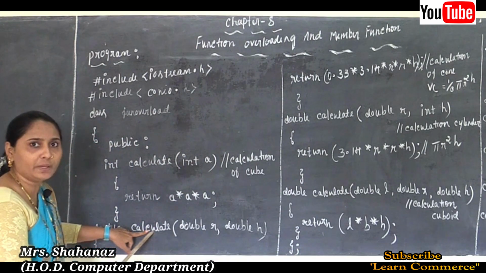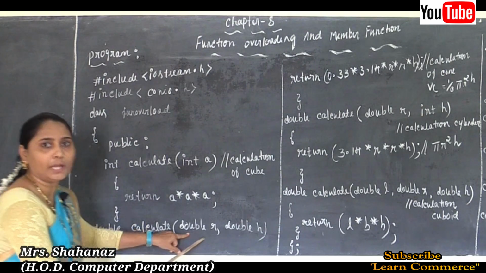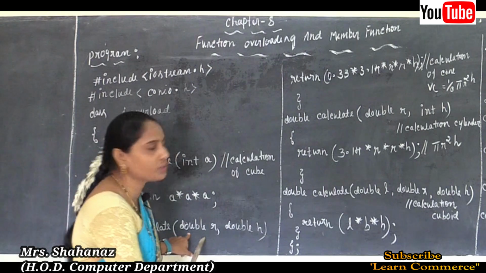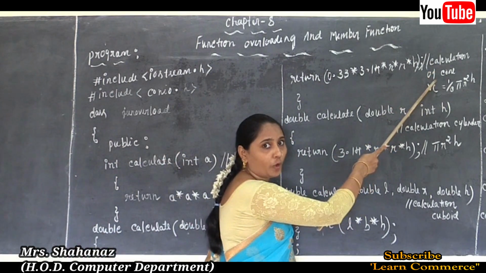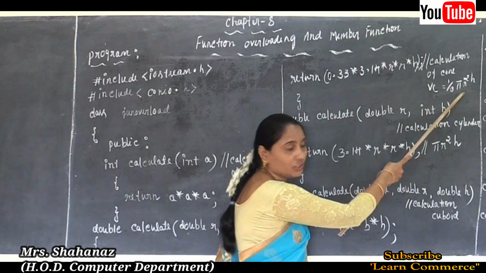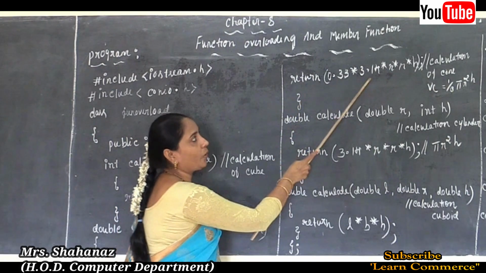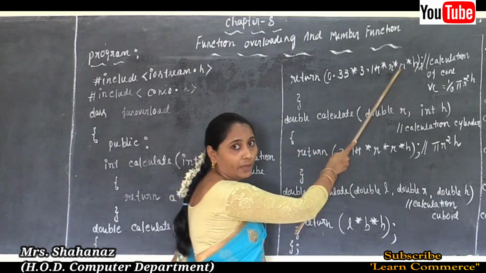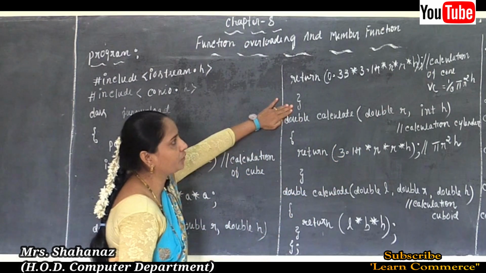The function name is the same, calculate, but a different number of arguments and a different type of argument are used to make the calculation of the cone, and the formula is 1 by 3 pi r square h. So, by using return 0.33 into 3.14 into r into r into h, it is going to make the calculation of the cone.